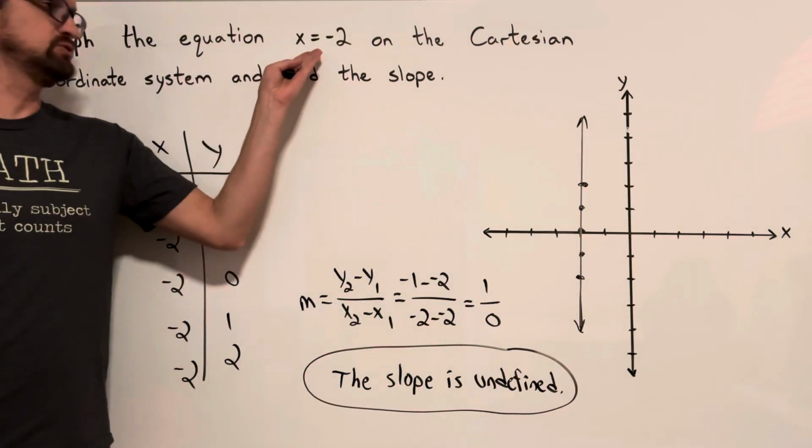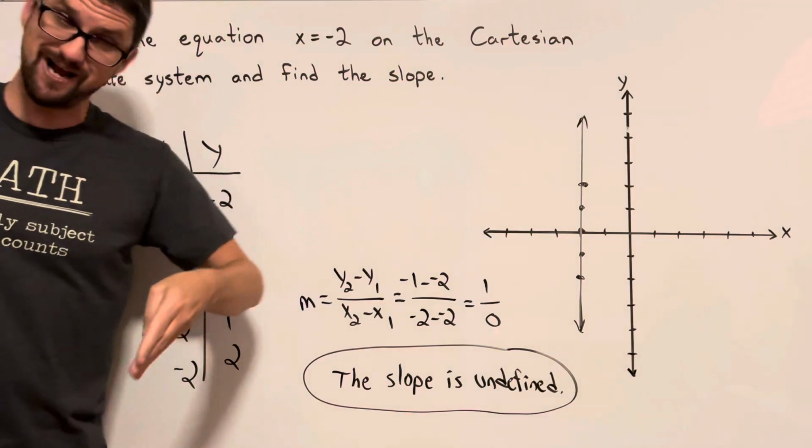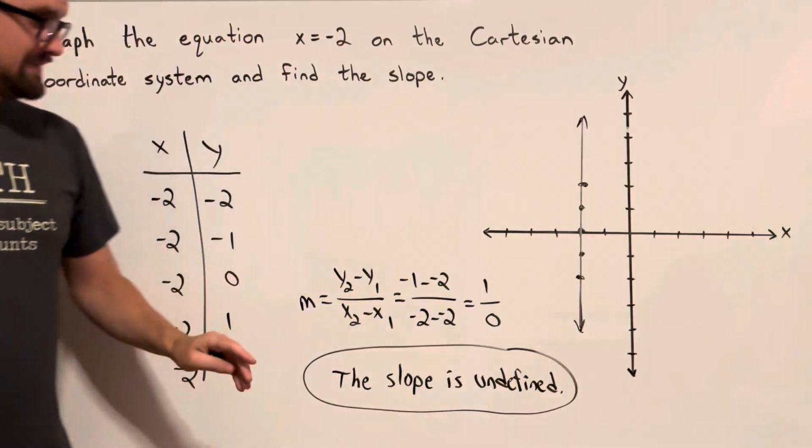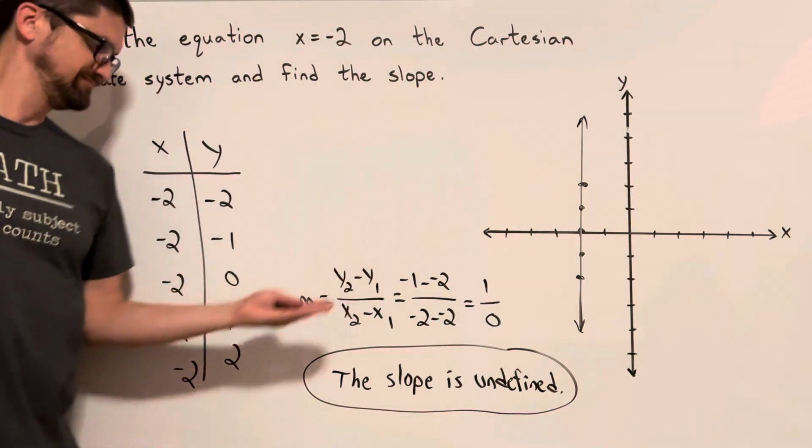All right, so when you have an equation with just an x in it, it's going to be a vertical line crossing through the x-axis at that number. And the slope is always going to be undefined. There you go.